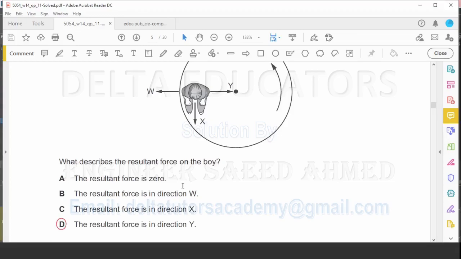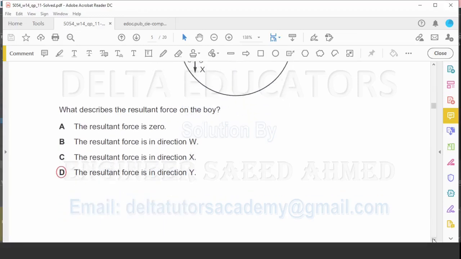In option A, it is given the resultant force is 0. Option B, the resultant force is in direction W. Option C, the resultant force is in direction X. Option D, the resultant force is in direction Y. It is the correct option because it is directed toward the center of the circle. So our correct option is option D.